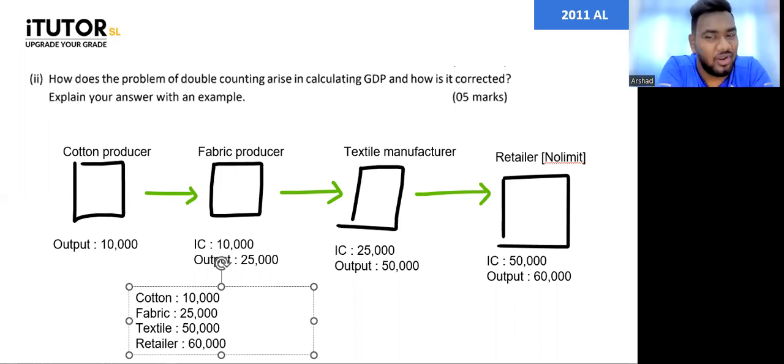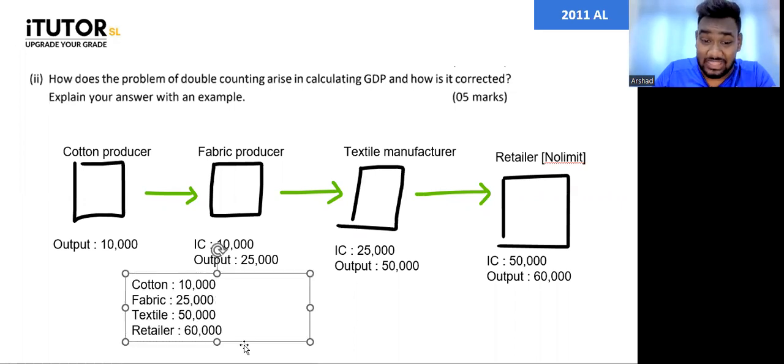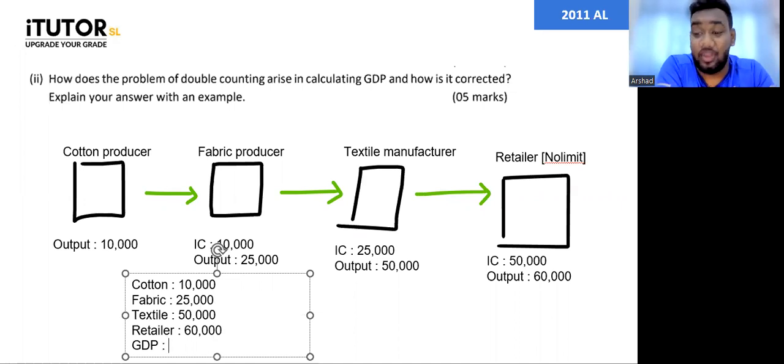Now he adds all of this, right? 10,000 plus 25,000 plus 50,000 plus 60,000. And then he says, the cotton farmer produced 10,000 of goods, the fabric producer 25,000, the textile producer 50,000. So likewise, he adds all of this and says, okay, that means the GDP of Sri Lanka, or the GDP of the country, has to be the addition of all of this. How much is that? 60 plus 50, 110, 110 plus 35, 145,000.